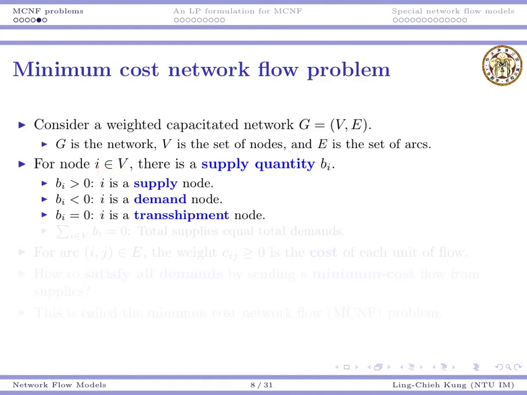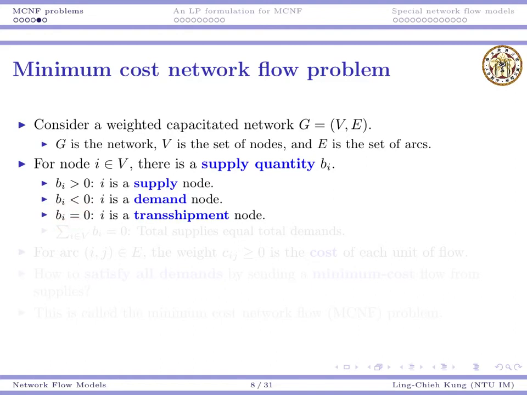For each node, there is a supply quantity Bi. When Bi is greater than 0, we say it is a supply node. There are some items that will be sent out of the supply node. You can think about factories or manufacturers; you're going to send products out from the supply node. If Bi is negative, that means it is a demand node. So it's something like a market. You need to send something into those nodes.